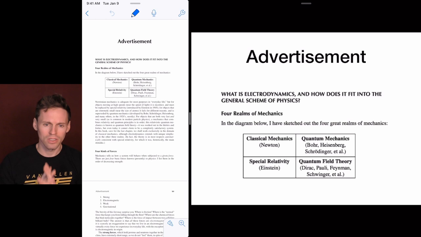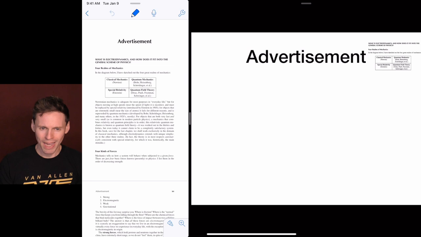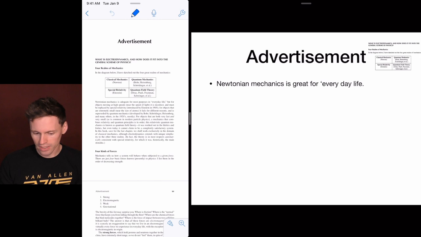There are four realms of mechanics, describing how things move and their interactions: classical mechanics, quantum mechanics, special relativity, and quantum field theory. Electricity and magnetism is one of the classical physics theories, but it can be extended to quantum physics and quantum field theory, quantized rather readily.